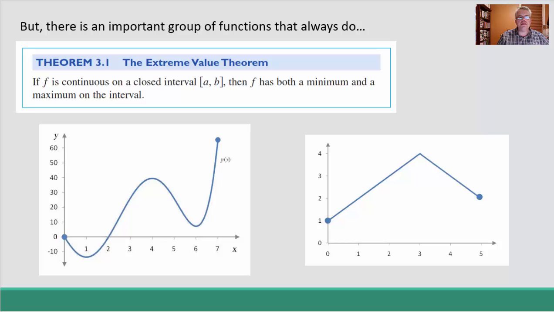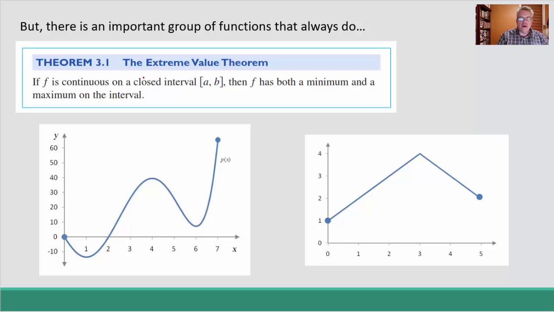But there's an important case of functions that do. If a function is continuous on a closed interval, so for instance, these two graphs are continuous functions, you don't have to pick up your pen to draw them, and they include their endpoints, this one at 0 and this one at 7, then it's guaranteed to have an absolute maximum and an absolute minimum.